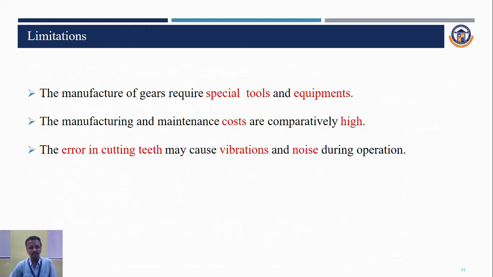So for manufacturing gears, we require special tools and equipment. When compared to belt drives, chain drives and rope drives, we do not require special tools and equipment. Like that, the manufacturing and maintenance cost is high in gear drive. Again, when you compare to belt or chain drive, the cost of maintenance and manufacturing is less. The error in cutting teeth may cause vibrations and noise during operation.